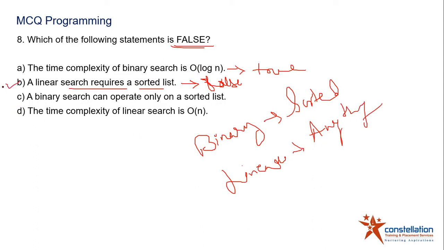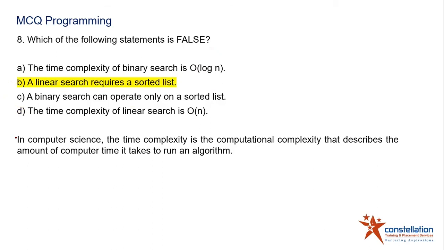So the B option is the wrong one. And we have discussed the time complexity as well. Sometimes people worry about what that is. The time complexity is the computational complexity. It describes the amount of computer time it takes to run an algorithm.